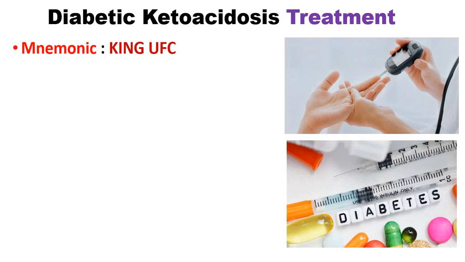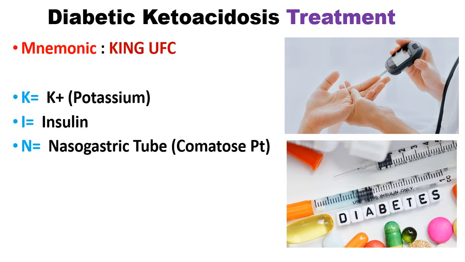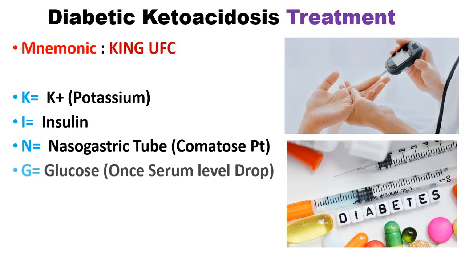Diabetic ketoacidosis is a very severe condition, so you have to manage it. First of all, K for potassium, so we can give the patient potassium. Next one is I, we can give insulin to the patient with diabetic ketoacidosis. The third one is N, if the patient is comatose, then we can insert the nasogastric tube. Then another one is G, we can give glucose once the serum level drops.